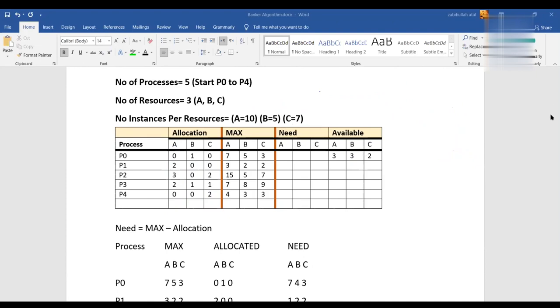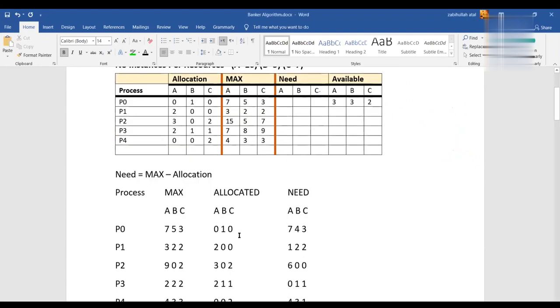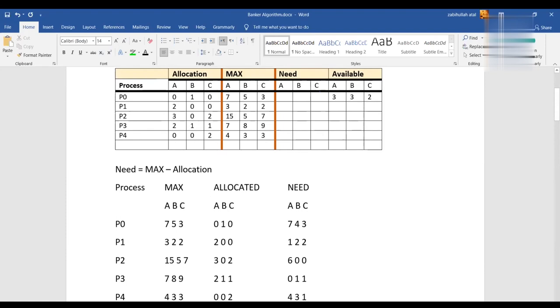Now come back to the table. Okay, guys, so the maximum resources for A, B, C of P0 is how much? 753, yes, it's right. Then 722, yes. Now here we have some changes. It is 15, 5, and 7. P3 is 7, 8, 9. And the rest is the same. We just made changes in P2 and P3, yes.